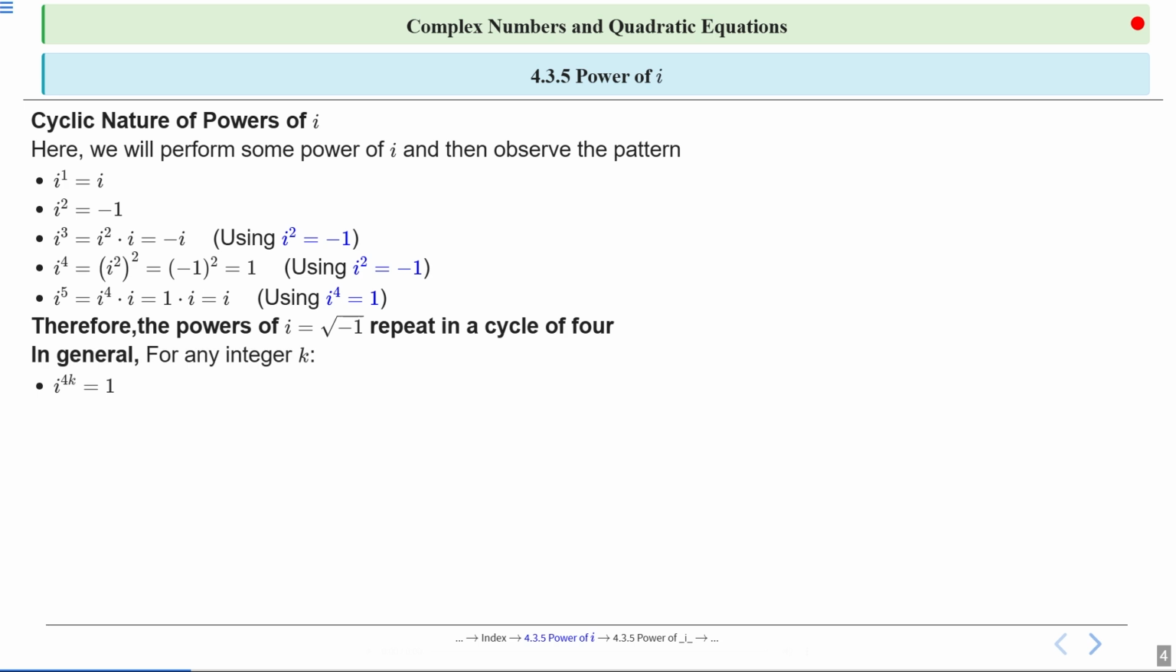So in general, for any integer k, we can summarize the pattern. First, iota to the power 4k equals 1. Next, iota to the power 4k plus 1 equals iota. So iota to the power 4k plus 1 can be written as iota to the power 4k times iota, and this is simply equal to iota.